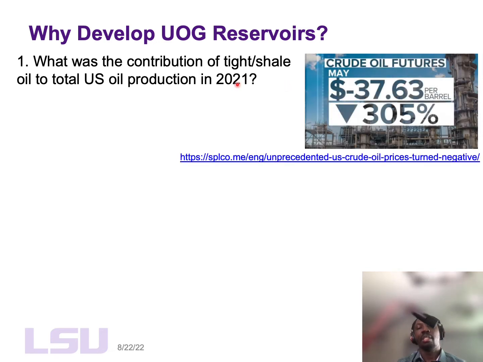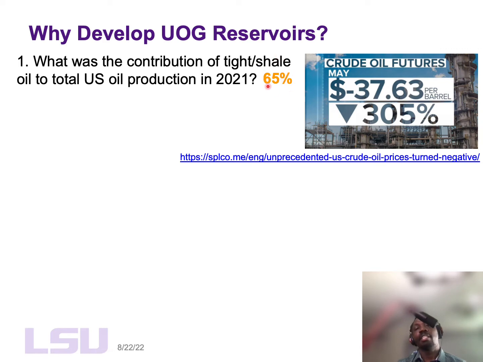Remember, a year before that, which was 2020, crude oil futures became negative for the first time. And so you would have thought the contribution of tight oil and shale oil to total US oil production in 2020 would have been impacted, right? Well, it was 65.8% in 2020. In 2021, it was 65%. So basically, little or no change.